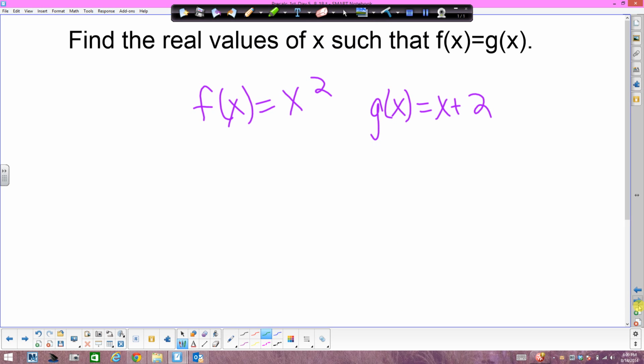Then we've got find the real values of x such that f of x equals g of x. So if you feel like this is a lot of different examples I'm showing you, it is because I want to make sure you understand how to work out the different types of problems you're going to see.